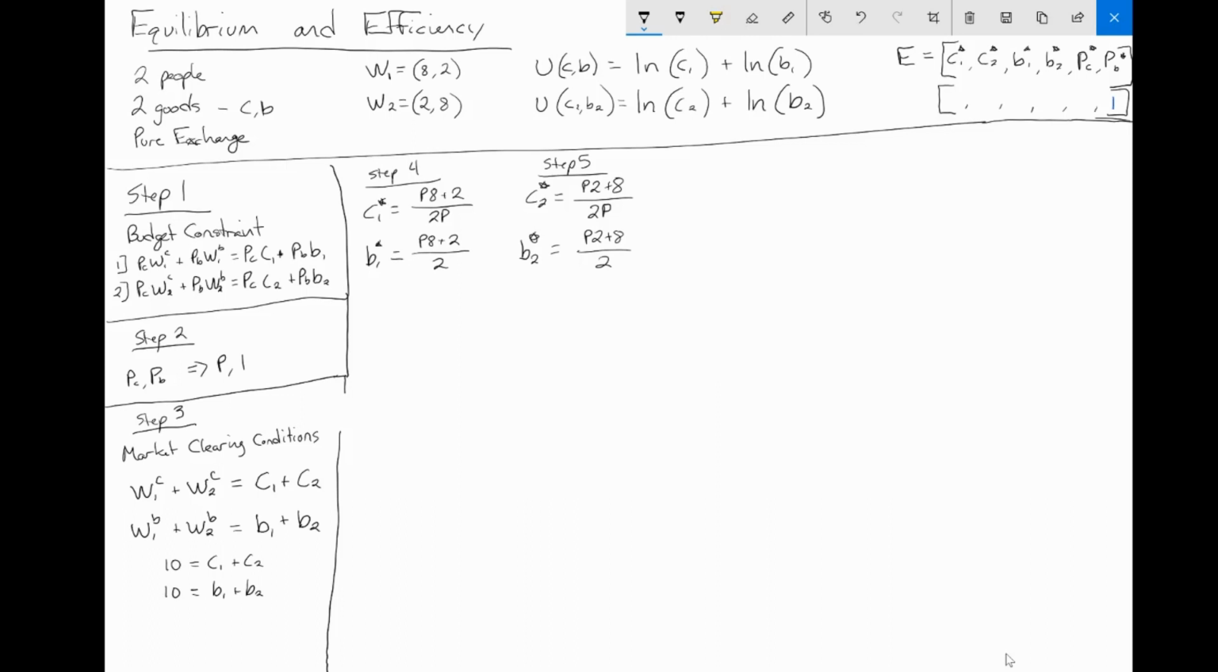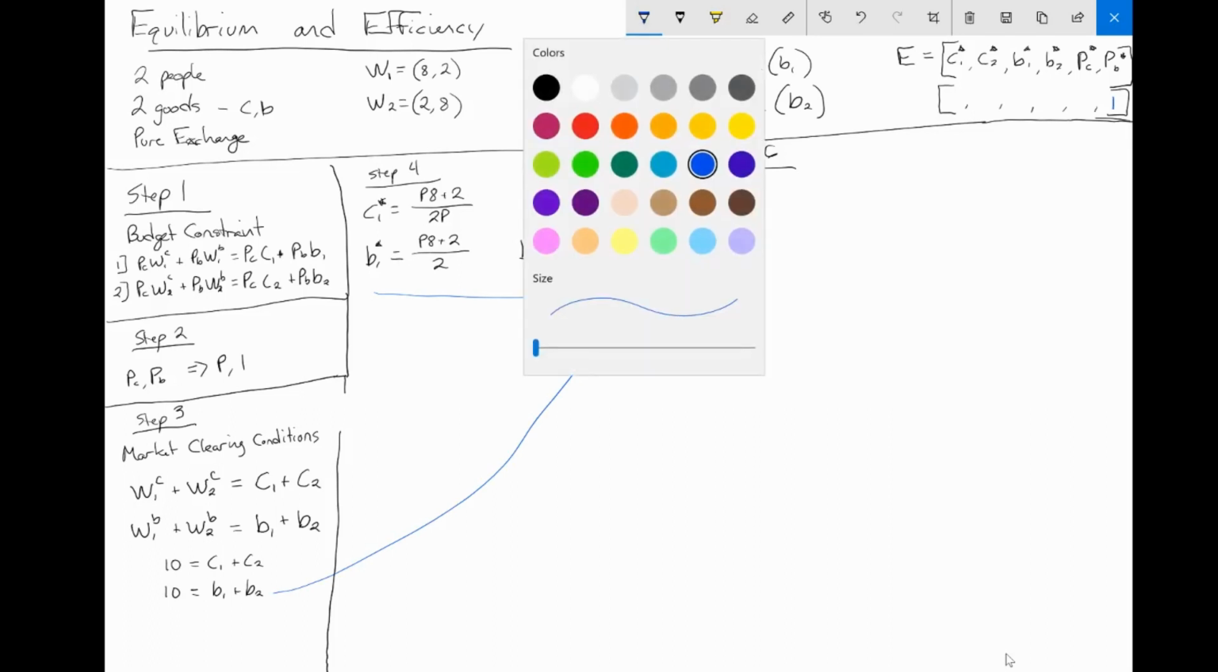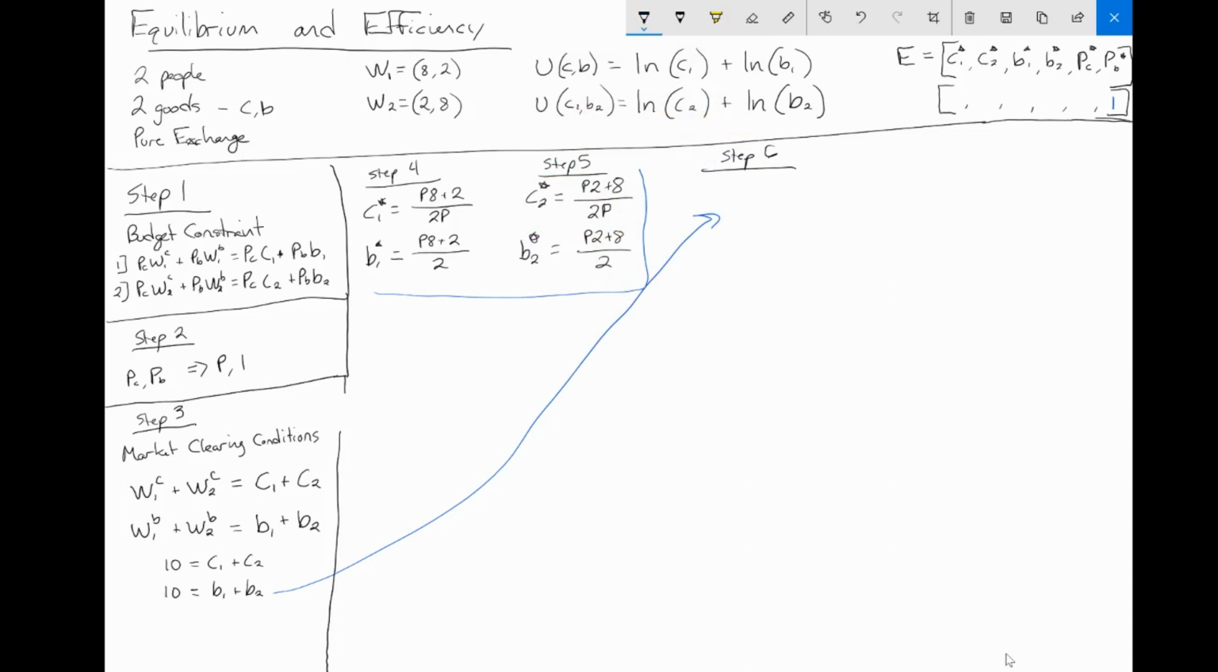Now, step 6. We're going to use these 4 conditions to find the price. Now, how are we going to do that? Well, we're going to notice that there's only one price. So we just need to find one equation that we can use to solve for the price. There's one straightforward way of doing this. We will use one of the market clearing conditions. We don't need both. We'll plug these values in and solve for the price.